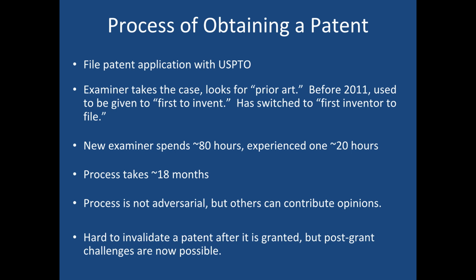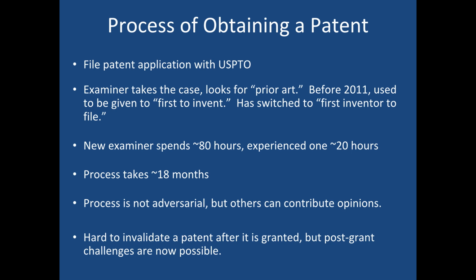It can take a while. A new patent examiner might take 80 hours, so 2 weeks, to figure out if a patent should be granted, and a more experienced one less. It can take 18 months in all. I'm not sure where all those other hours go, but it can take 18 months. It's not adversarial, so the patent examiner isn't listening to two sides about whether something should be patented or not.